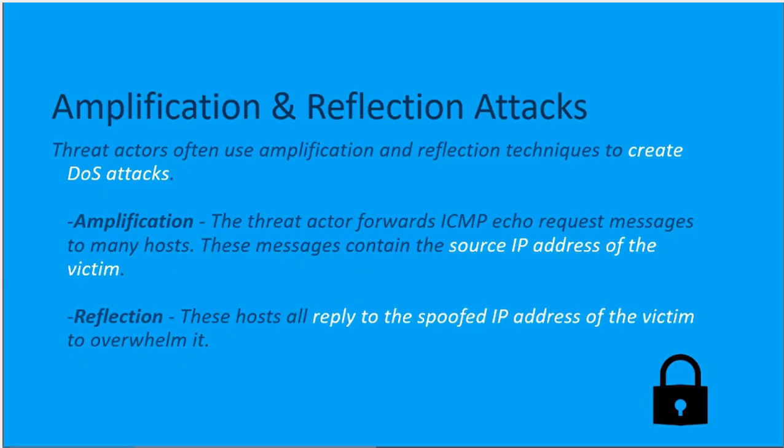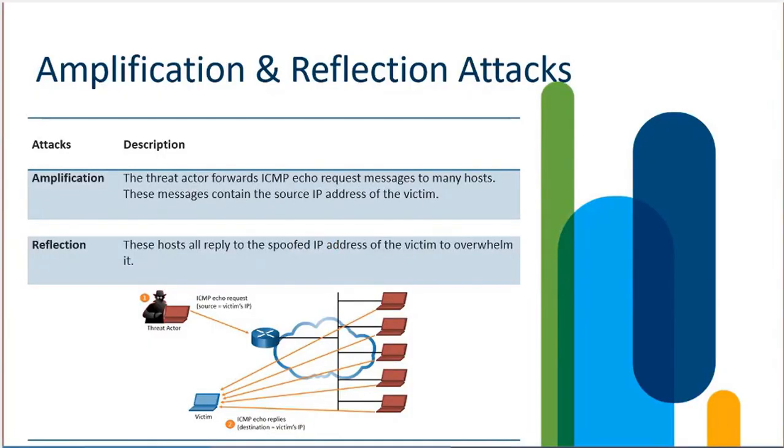So while we message all of these machines, all these messages have a spoofed source IP of the actual target that we want to hit with our traffic. Now the reflection is the second half of this attack, where all those hosts we messaged respond back to the source. That source being the poor victim with the spoofed IP address that we put in the message that we sent.